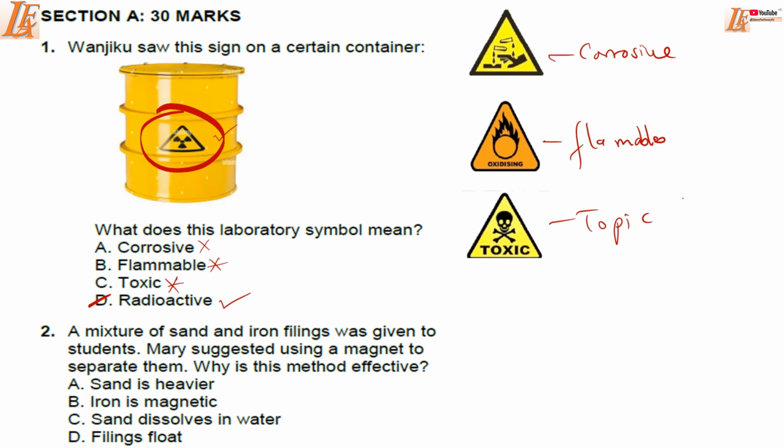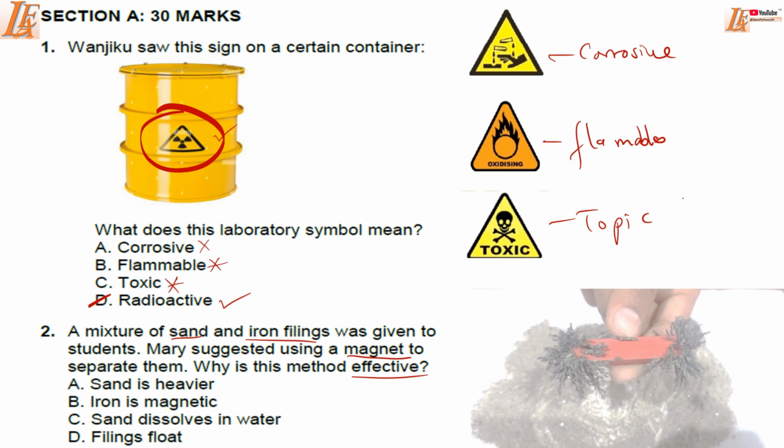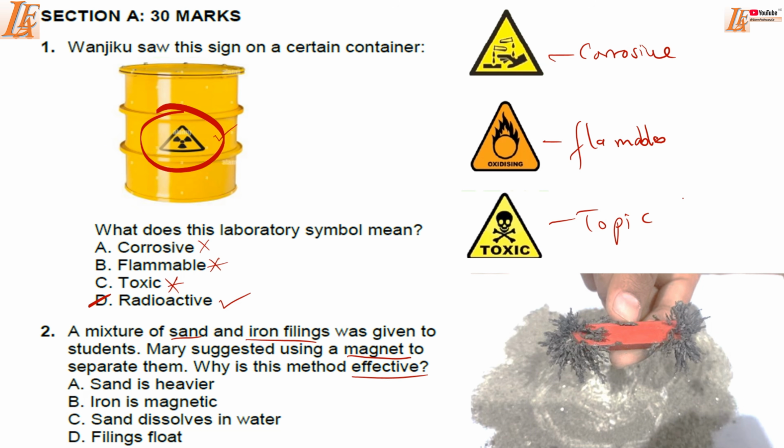Question 2: a mixture of sand and iron, in this case, let's underline this, sand and iron, was given to students. Mary suggested using a magnet to separate them. Why is this method effective? Why do we have to use a magnet to separate a mixture of sand and iron filings? Now, for you to use a magnet to separate a substance, it means the substance must be magnetic. A substance which is magnetic must be attracted by a magnet, like you can see here on the screen.